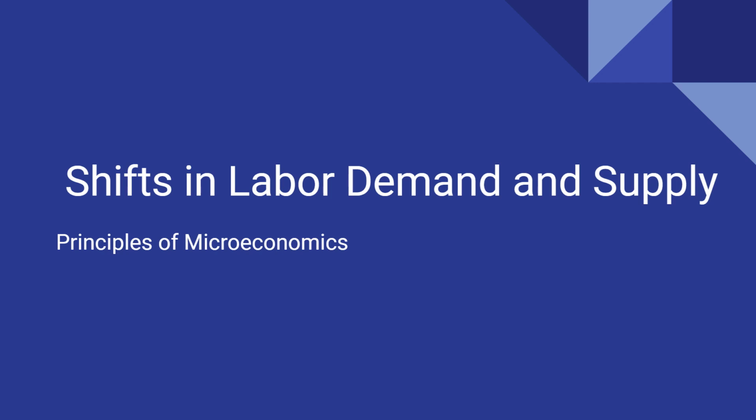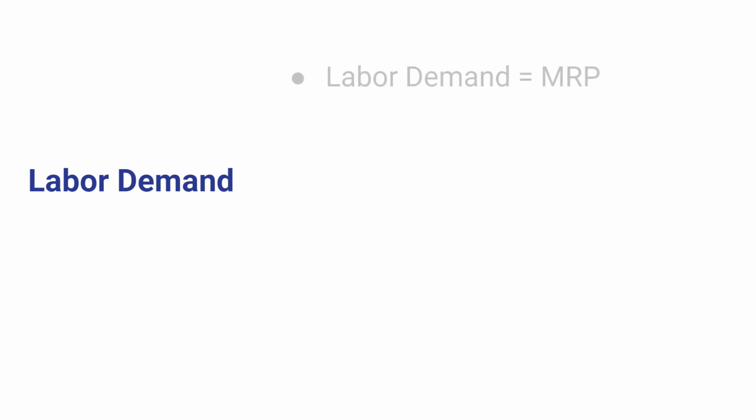In this video, we're going to talk about shifts in labor demand and labor supply. Much of this should seem pretty familiar because the effects of shifts in demand and supply are very similar to those in the output market. However, because the roles of buyers and sellers are reversed, it's going to be helpful if we look at this in a little bit more detail.